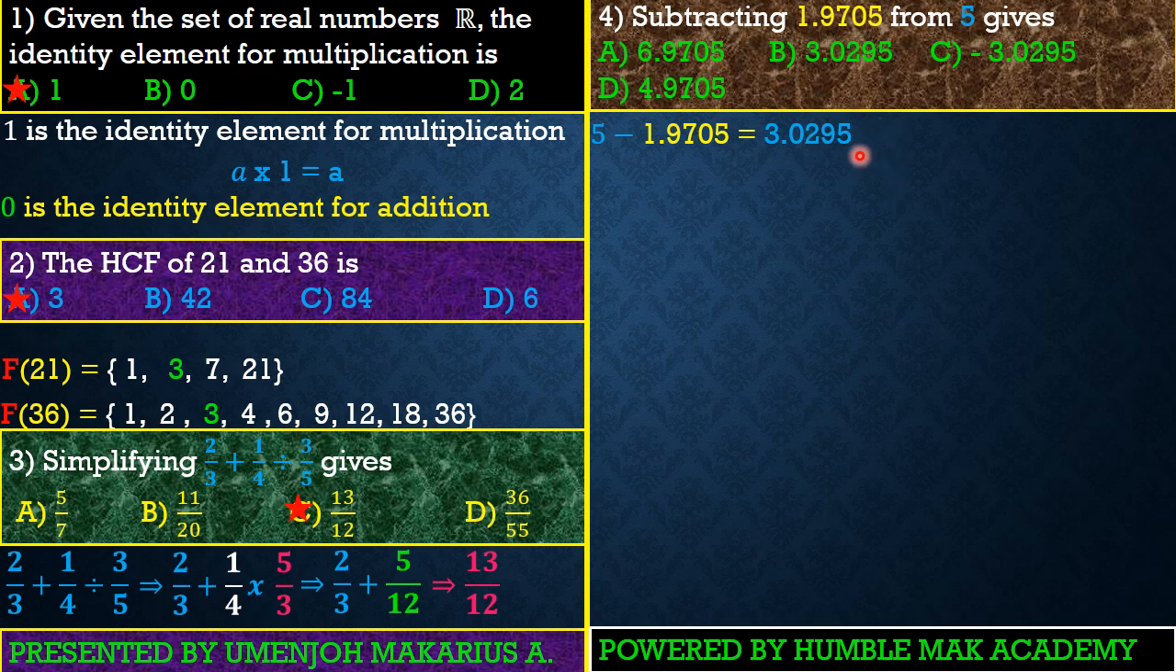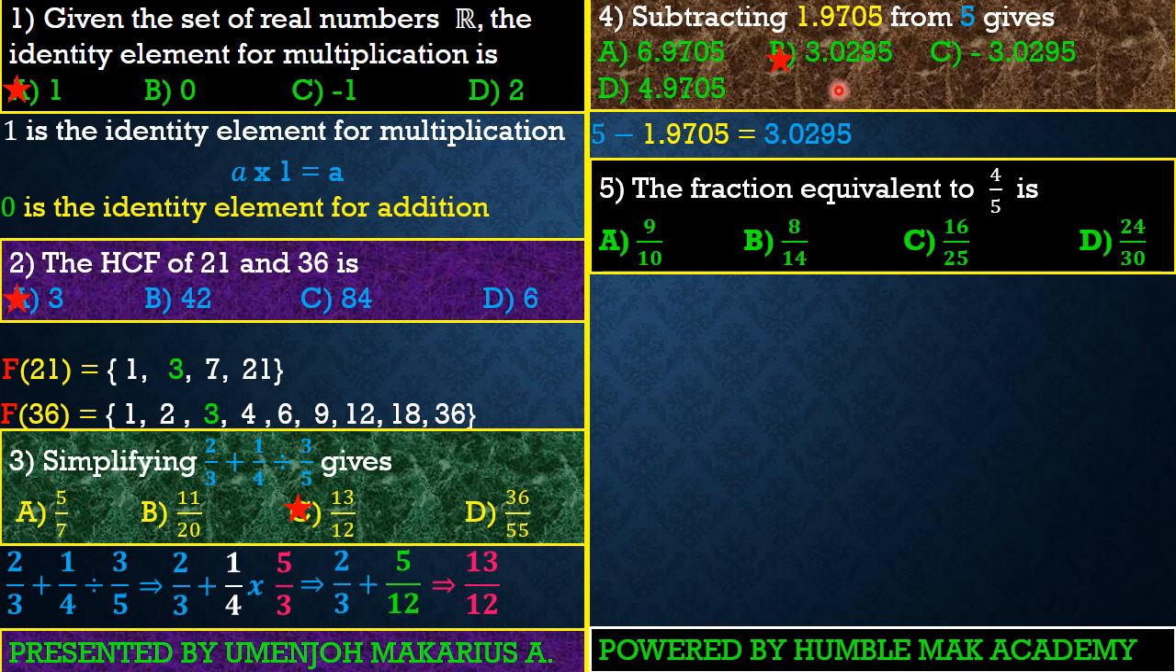3.0295. So, guys, you notice that it's very easy to make the mistake of doing the reciprocal, because when you do the reverse, you're going to have your answer to be D, whereas the right answer to this question, guys, is B. Okay. Now, guys, question 5 reads that the fraction equivalent to 4/5 is, okay, so these are the options. So, guys, let's analyze all the options to see which of them is the best answer.